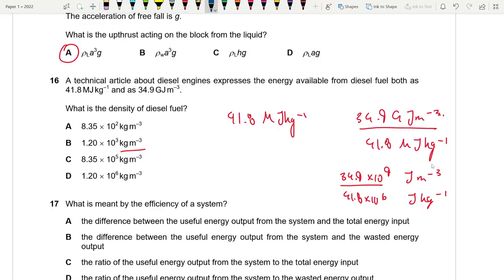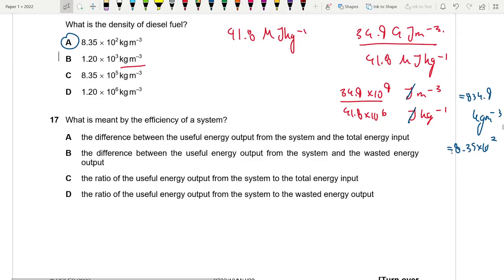kg. What's up here? We can get rid of joules, and after reciprocal we are actually going to end up with 34.9 into 10 to the power 9 divided by 41.8 into 10 to the power 6, yeah, 834.9 kg per meter cube due to the reciprocal of kg. So 834.9, which is 8.35 into 10 to the power 2. So yeah, I'm gonna go with 16A.